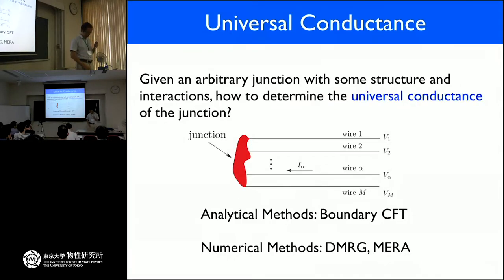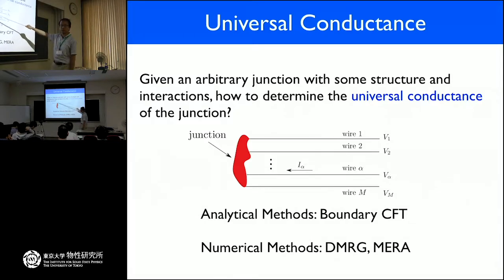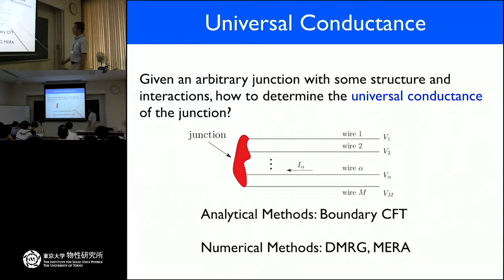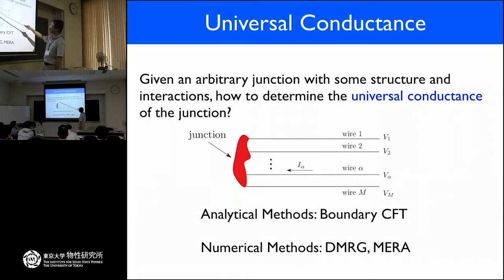And so the big picture that we're interested in is something like this. You can think of these different wires, you have a bias, and they have current, and they only interact through this junction, and you can try to find if your junction has satisfied some criterion, can you find some universal behavior, for example, universal conductance of this kind of setup.